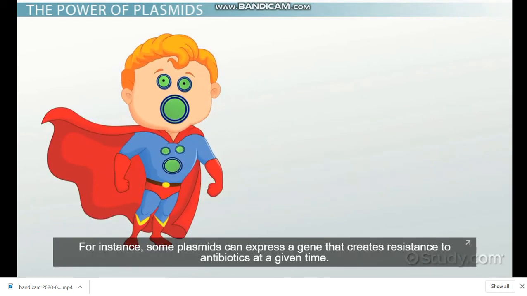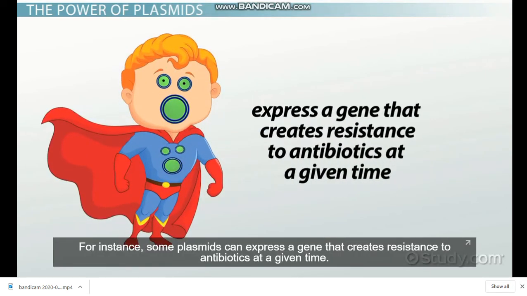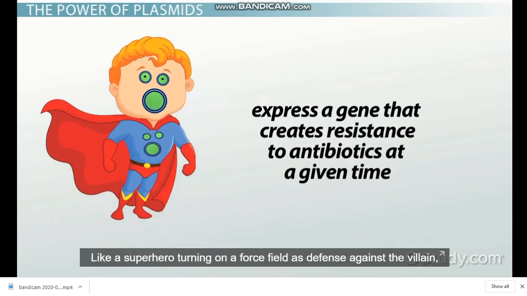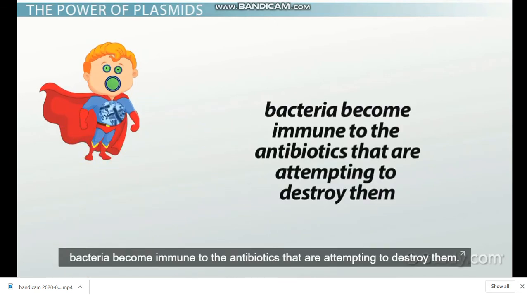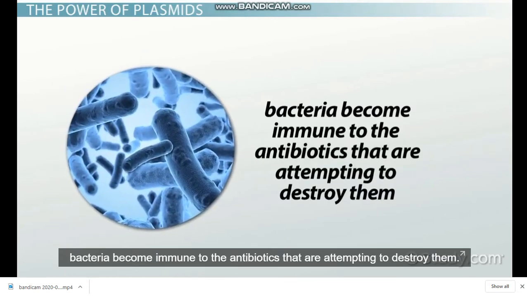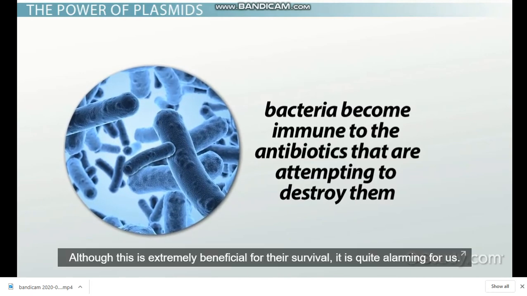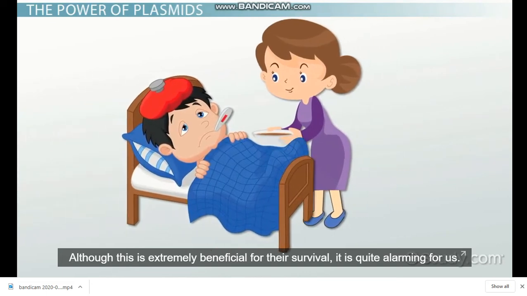For instance, some plasmids can express a gene that creates resistance to antibiotics at a given time. Like a superhero turning on a force field as defense against the villain, bacteria become immune to the antibiotics that are attempting to destroy them. Although this is extremely beneficial for their survival, it is quite alarming for us.